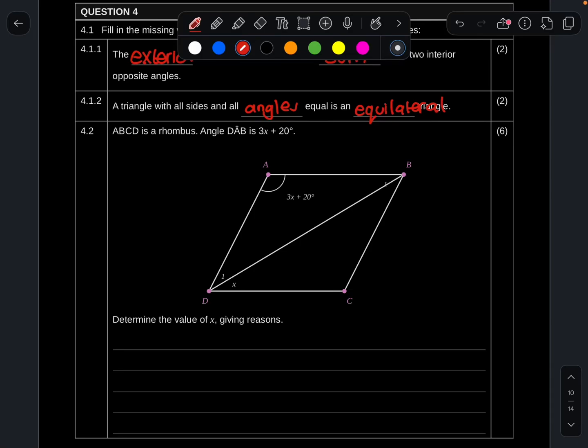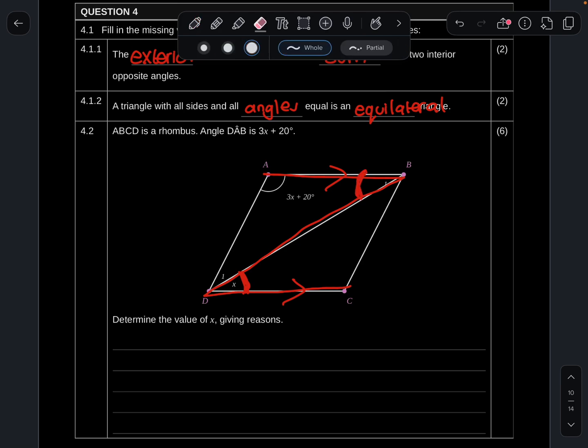ABCD is a rhombus. Angle DAB is 3x plus 20. Determine the value of x, giving reasons. Okay, so in a rhombus we have parallel lines like this. So we can do this alternating angles. So we can say this x here is equal to the angle in there.